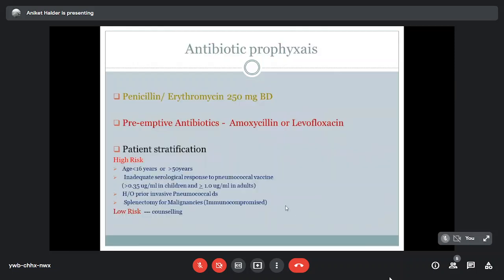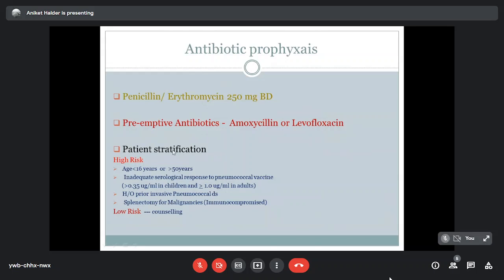Antibiotic prophylaxis should be given to all these patients undergoing splenectomy. Penicillin or erythromycin may be considered, mainly in children, in a dose of 250 milligram BD. Preemptive antibiotics, that is, an antibiotic prescription of amoxicillin or levofloxacin, should be given to the patient, and the patient should be educated about potential conditions where there may be infections, where the patient can himself start on these preemptive antibiotics before seeking medical attention.